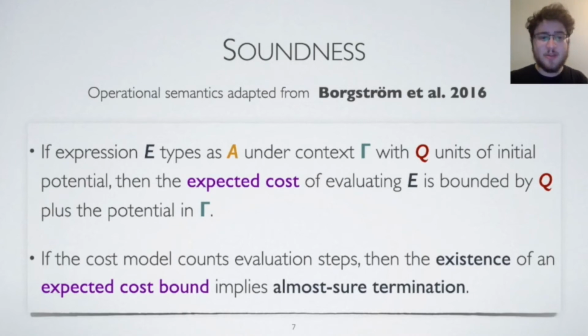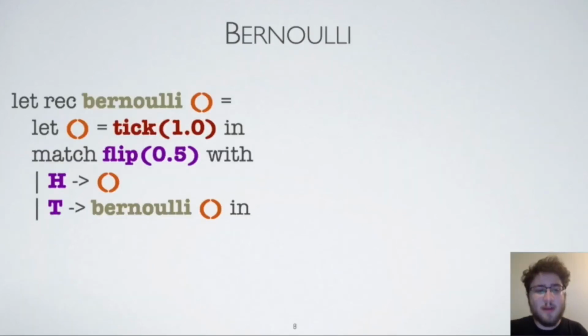Now let's look at this new type system in action on a simple example. Here is the program Bernoulli, which performs a sequence of Bernoulli trials. When run, it has a 50% chance of recursing and a 50% chance of terminating. As many might remember from their Intro to Probability course, this results in a geometric distribution with expected value 2. Thus, while it could go on forever, we can actually give it a finite notion of cost.